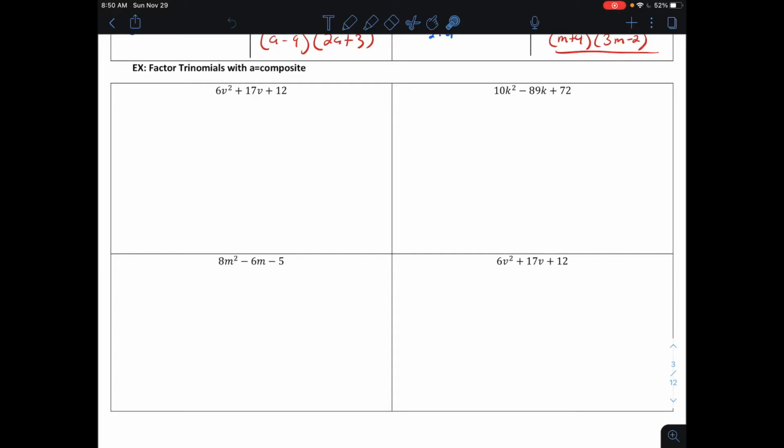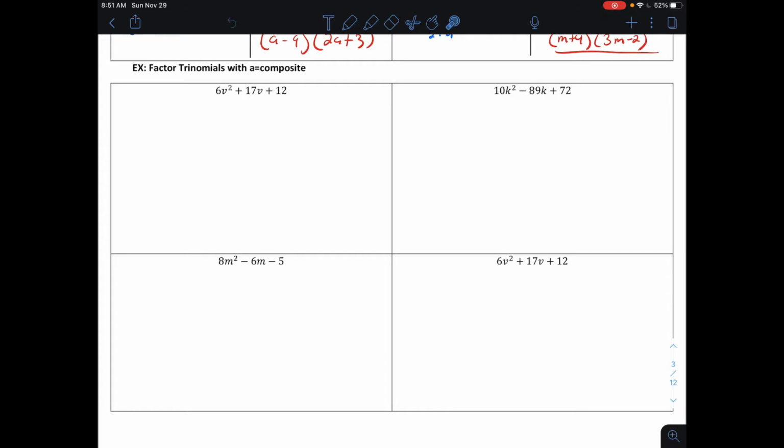In this video, we're going to look at trying to factor trinomials that have a coefficient in front of the square term. That coefficient is composite. So these are some of the hardest, or the most challenging, problems to factor because of all the different possibilities that you could have in terms of the coefficients in our sets of parentheses for our binomials that multiply together.